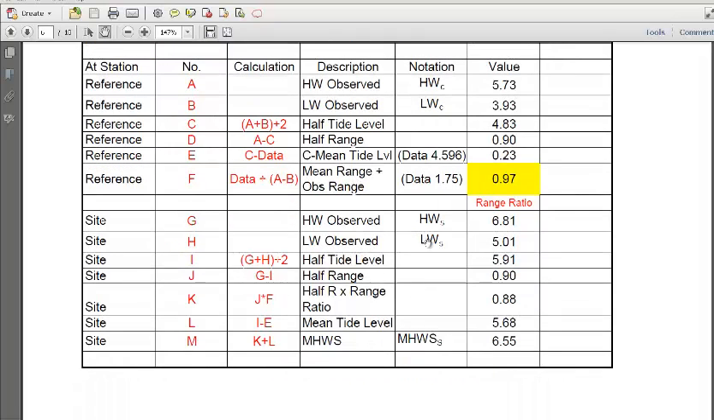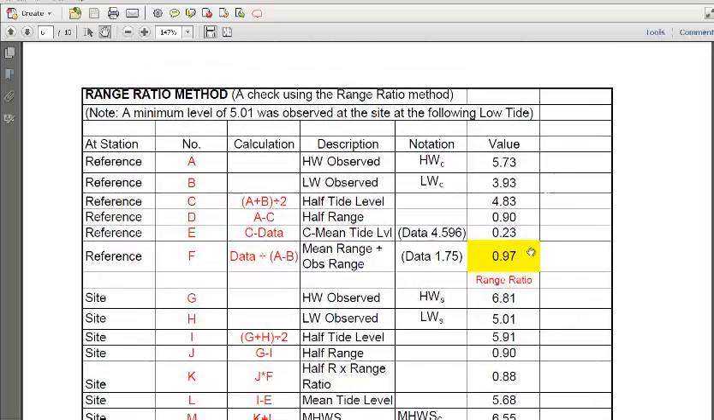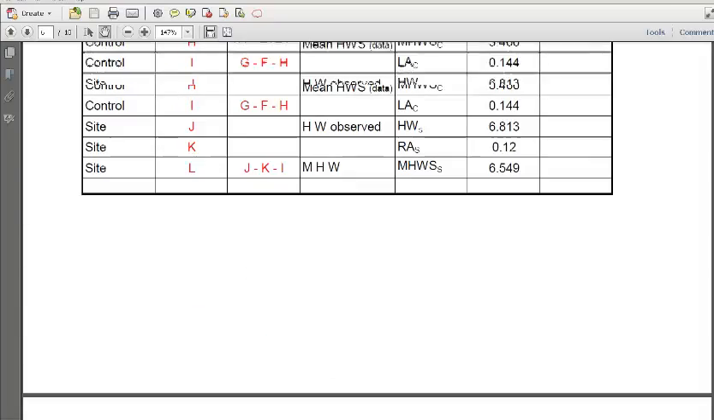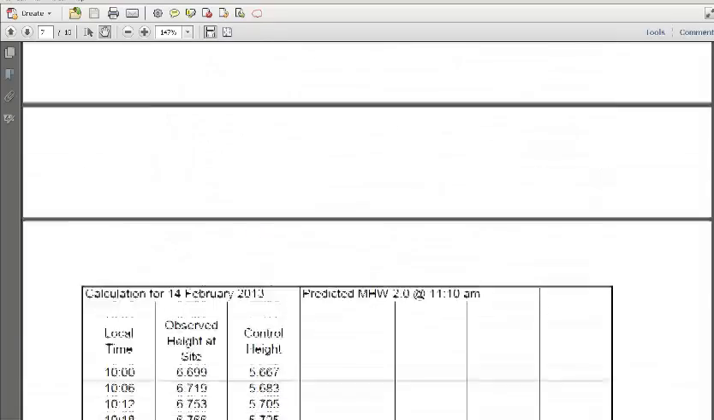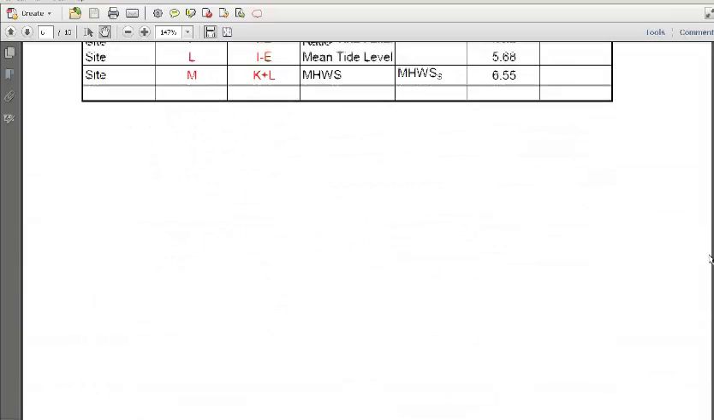We then go to the site. We've got our high water observed, which we've got before, and our low water at the site again observed. It's our half tide level, our half range times the range ratio, our mean tide level of 5.68, and then from that we're able to determine mean high water springs using the range ratio method. So we've got 6.55 there, and using the adduction method 6.549. So that's a reasonable correlation.